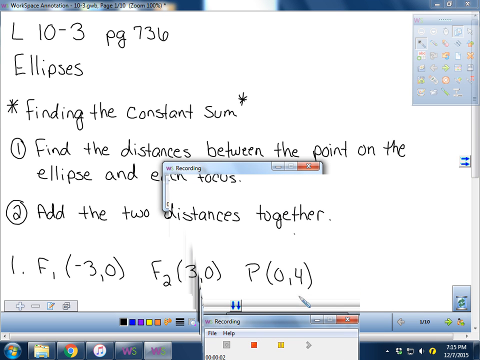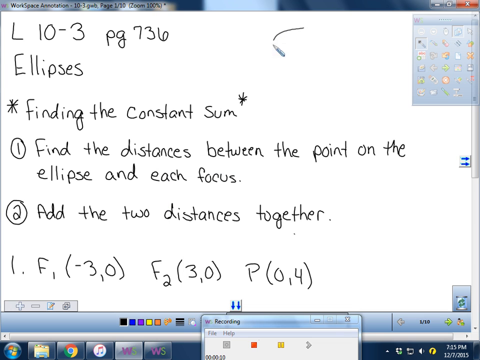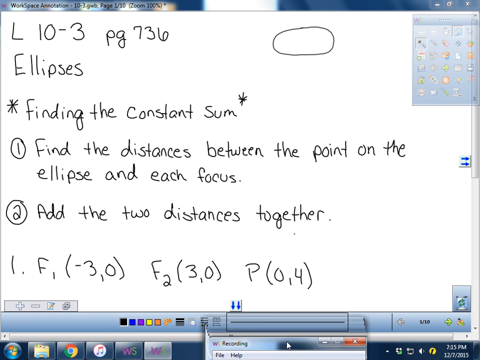Alright, so we're going to discuss ellipses. Ellipses are kind of like a football shape or an oval. Okay, they're not a complete circle. And so the first thing we're going to talk about is how to find the constant sum.